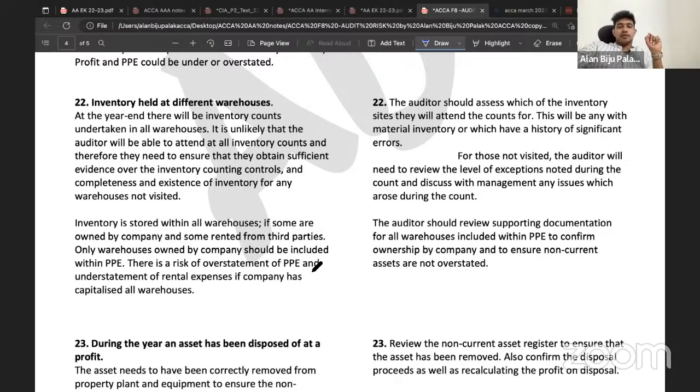Specifically, if the scenario mentions that some of the company's warehouses are owned by the company itself, however some others are owned by third parties, the company should include only those warehouses that are in the company's ownership within the company's PPE. There can be chances that the company might have included other PPE within the company's PPE, leading to overstated PPE. As a response, the auditor should obtain supporting documents to confirm the PPE the company included, and that any PPE relating to a third party has been excluded. The auditor needs to confirm that. Clear?